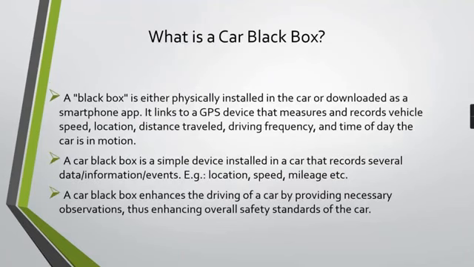The project which we have implemented is a car black box. Now what is a car black box? It is a simple device which is installed in the car which records several data or information and keeps a log of it. So if an event or an accident occurs, all the events can be checked and a detailed analysis can be undertaken, and the cause of the accident can be noted later.